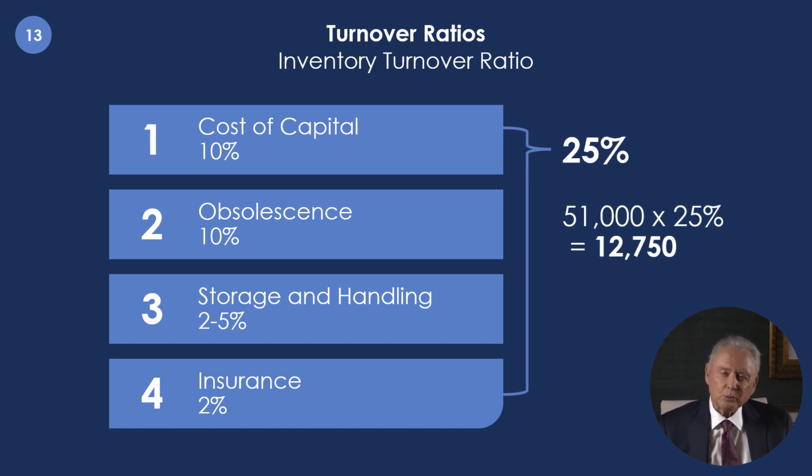Now take 51,000 times 25%. That's $12,750. That is the cost of our excess inventory. Consider the company only made $35,000. And here with this first turnover ratio, we identify $12,750 as waste and loss.